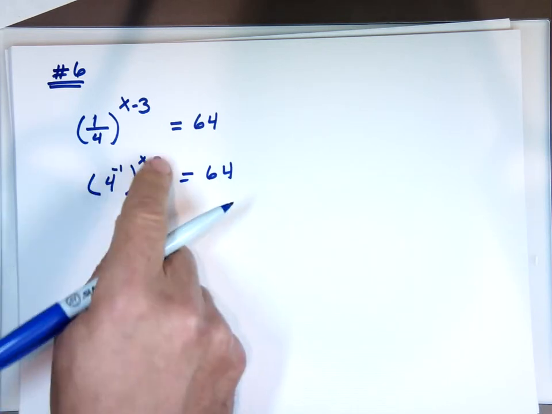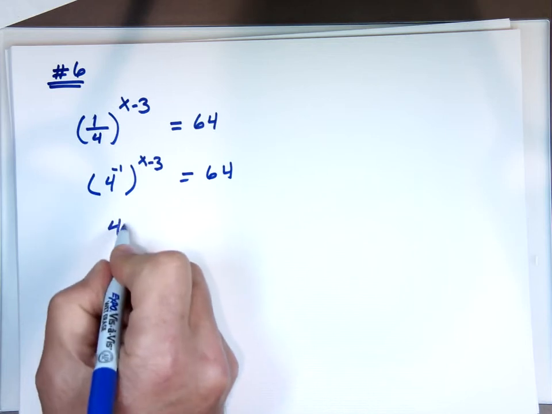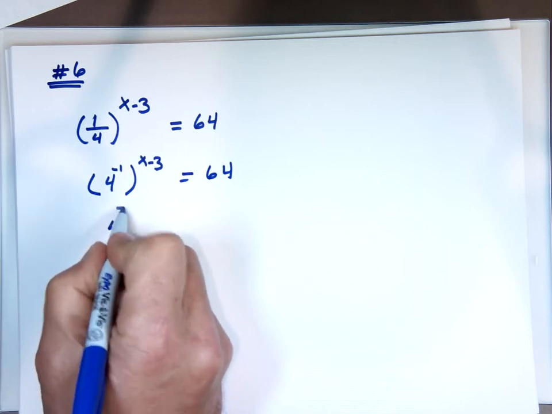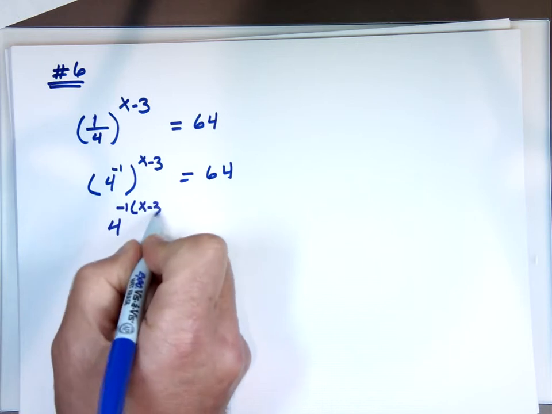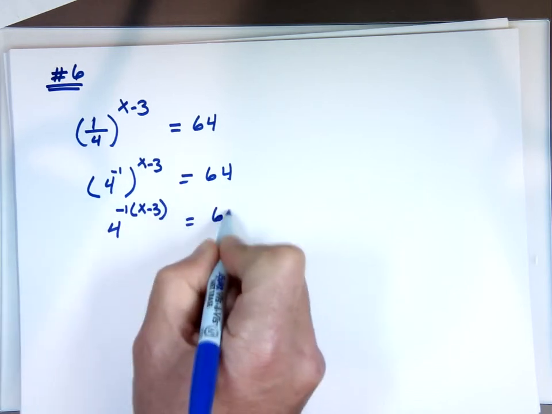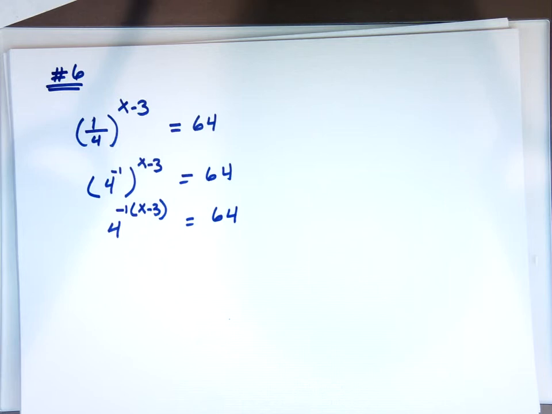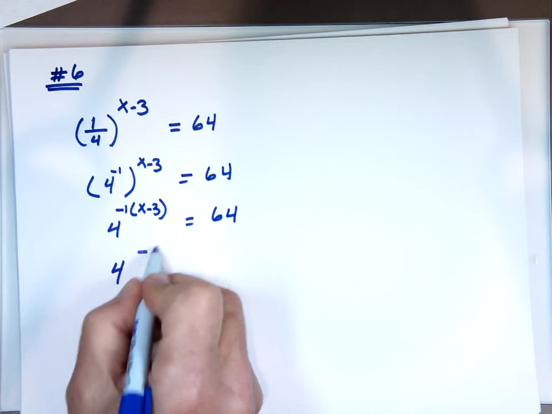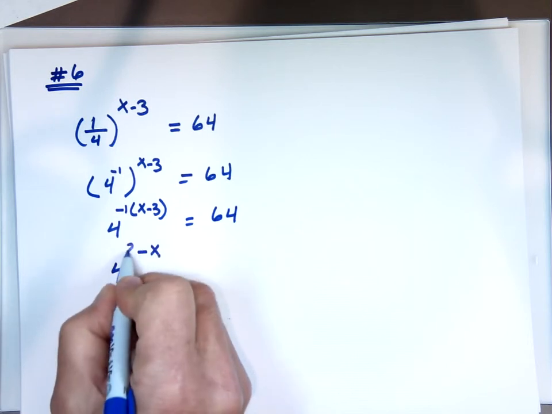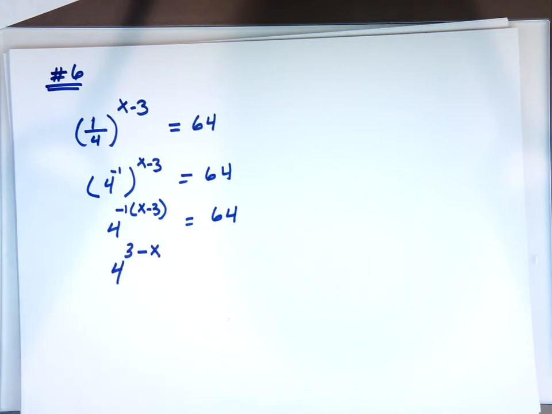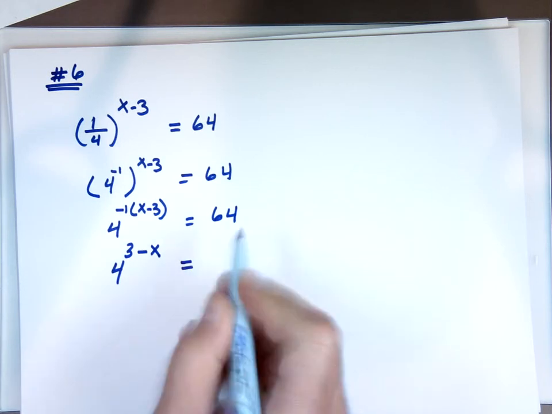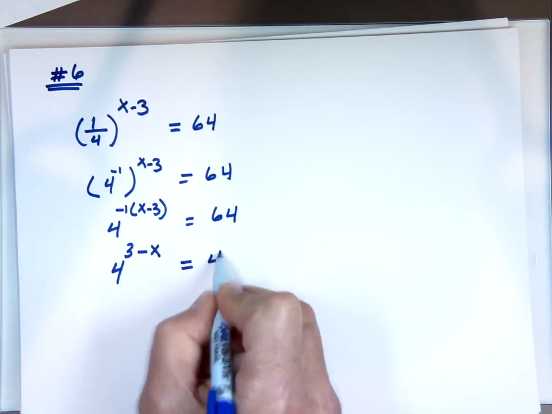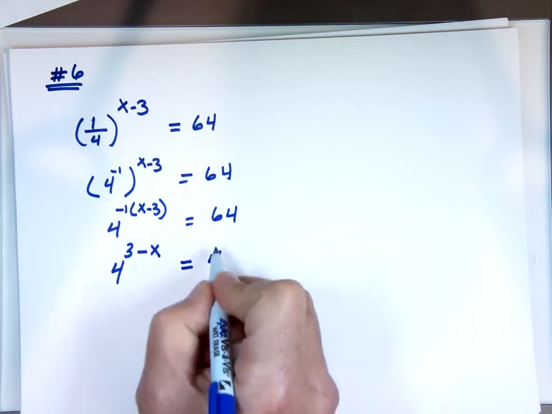Power to power, what do you do with the exponents? You multiply them. Which will make it 4 to what power? Minus x plus 3. So I'll put the 3 first. Instead of minus x plus 3, I'm going to put 3 minus x. Doesn't matter which one you write first. The 64, can you write the 64 as 4 raised to a power? 4 to the power 3.